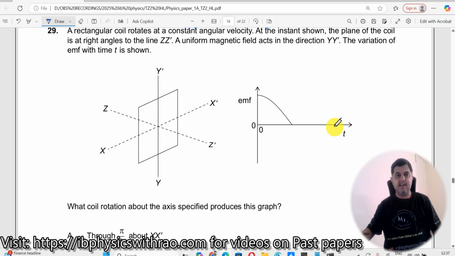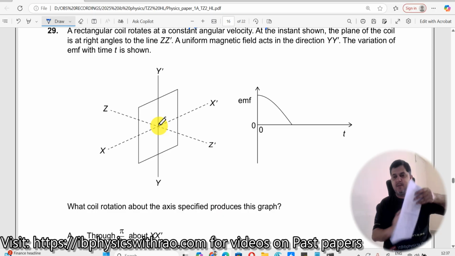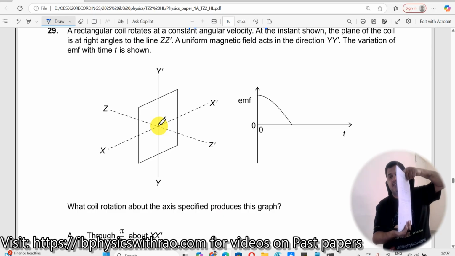Question number 29. A rectangular coil rotates at a constant angular velocity omega, and at the instant shown, the plane of the coil is at right angles to the line C dash. Z dash is like this. I take it like this over here. So this is your rectangular coil, similar to what has been shown over here.